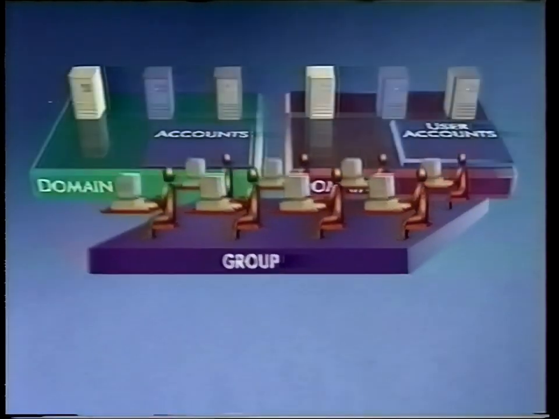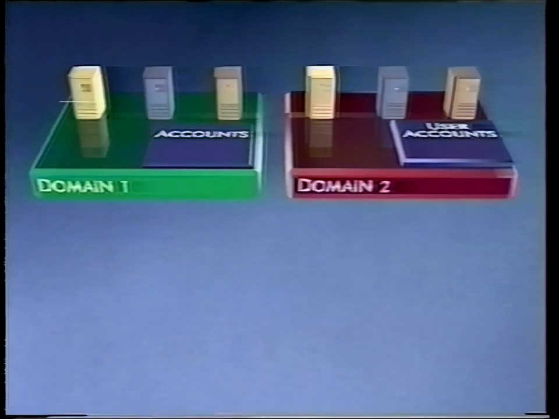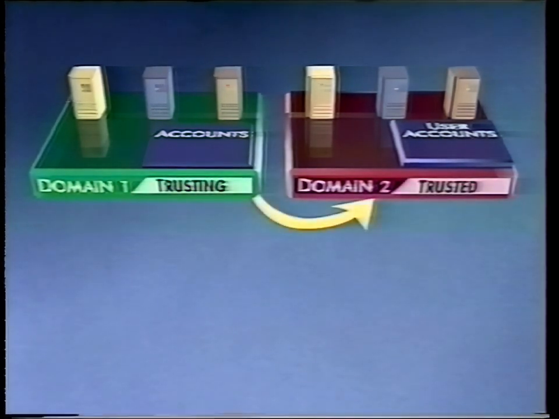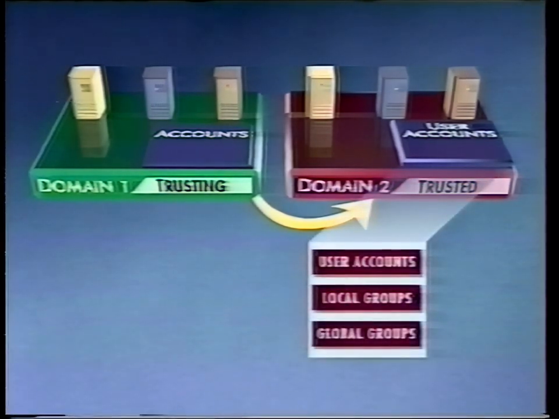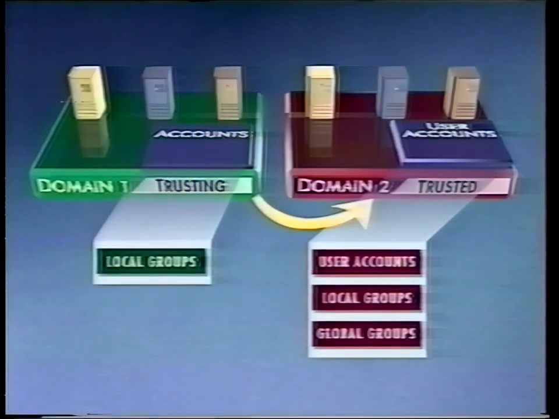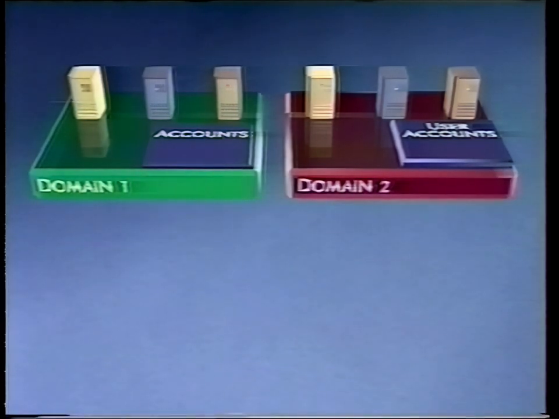Groups are managed as part of a domain's accounts database. As mentioned in the Trusts module, every domain has an accounts database. The question is, what is in that database? On the trusted domain, the accounts database contains the user accounts, local groups, and global groups. On a trusting domain, the accounts database contains only local groups, which are used specifically for managing resources. Let's start with a closer look at local groups.